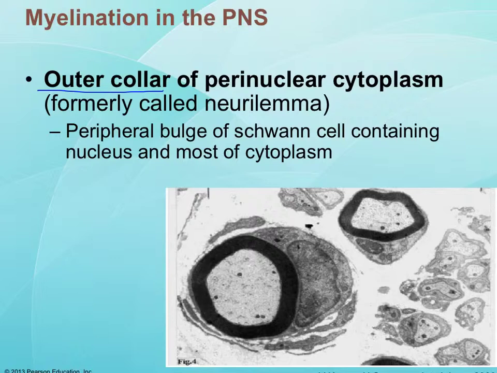And you can see here's a nucleus and there's a nucleus. So this part is the outer layer of the Schwann cell, which contains the things that will maintain and keep the Schwann cell alive.